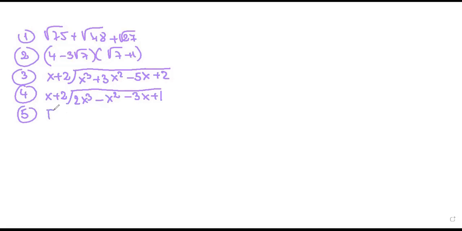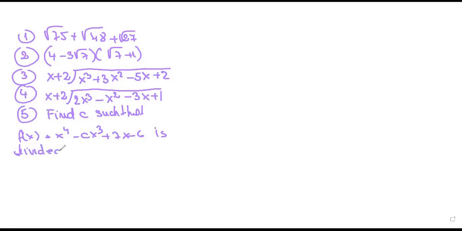Find c such that when f of x equals x to the power of 4 minus cx to the power of 3 plus 7x minus 6 is divided by x minus 2, the remainder is negative 8.